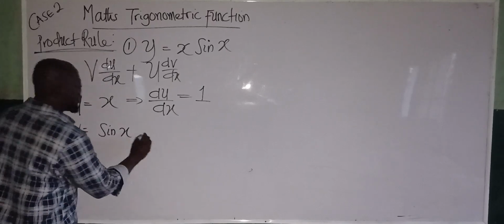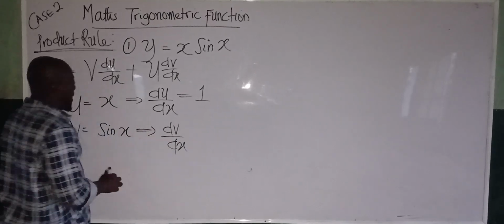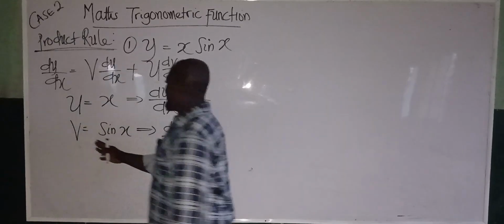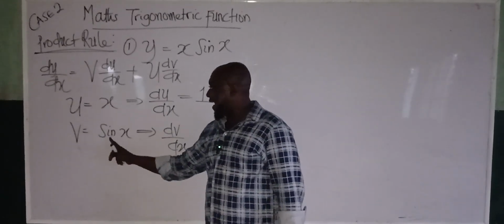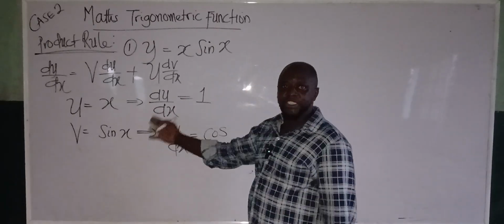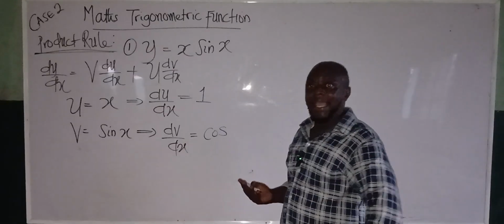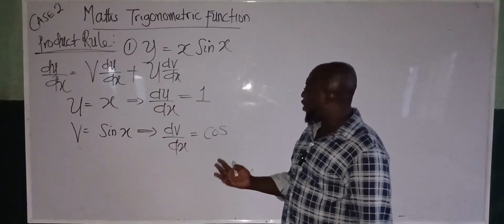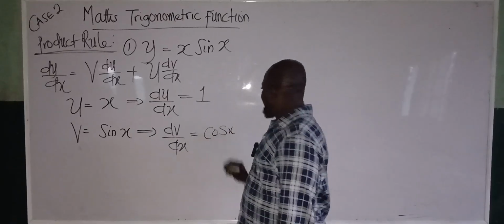Next up, I want to find dv over dx. In this case now, what do I know? I know that sine can be changed to cos. When you differentiate sine, you get cos. That's what we get. And if you differentiate this, we have this as our value here.